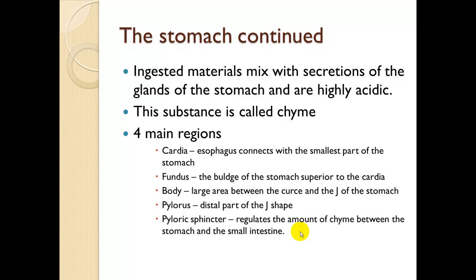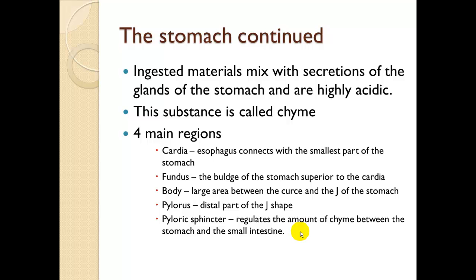Ingested materials mix with secretions of the glands of the stomach, and these are highly acidic. The substance is called chyme whenever it gets to this area. It has four main regions: the cardia, the fundus, the body, the pylorus, and then we're going to talk about the pyloric sphincter. The cardia is what the esophagus connects to, and it's the smallest part of the stomach.